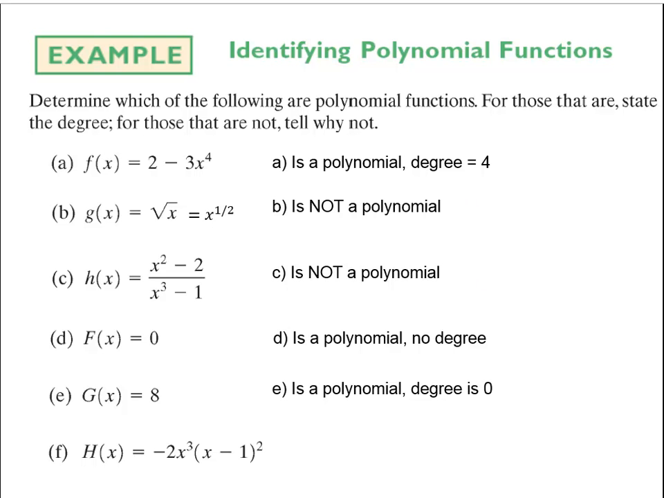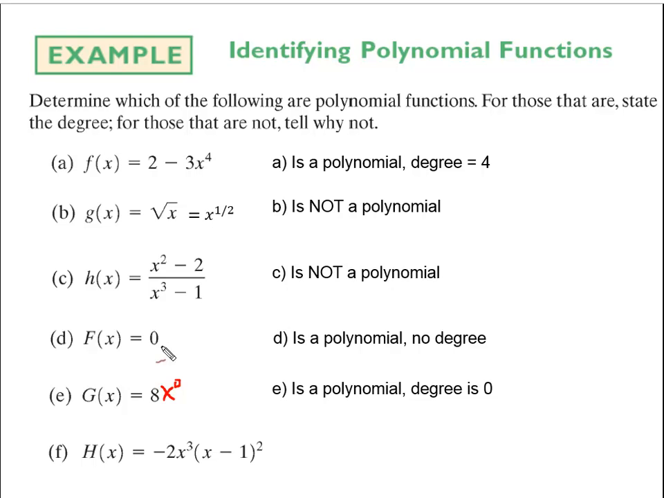Now just real quick, I don't want to spend too much time on this, but just to show you the distinction between these two, the reason we say that this is degree 0 is because x to the 0, anything to the 0 power is 1. So 8 is thought of as 8 times 1, and I can write 1 as x to the 0, and so I identify this as a degree 0 polynomial.